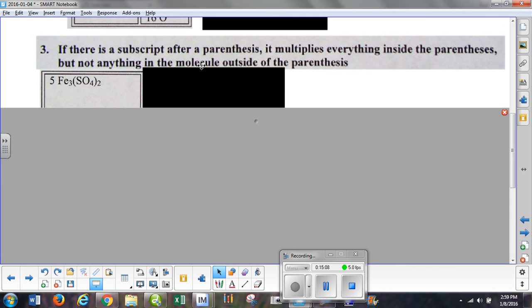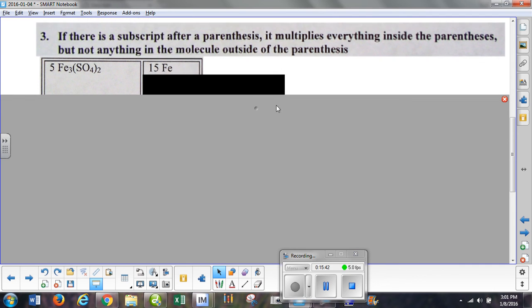And Eliza, would you please do this one? Okay, Eliza, what do we have for the total number of irons? And I'd like you to tell me now, how many irons do we have in this molecule? Or in 5 of these molecules, is probably the better way to say it, how many irons do I have? Excellent. Okay, you understand that much.